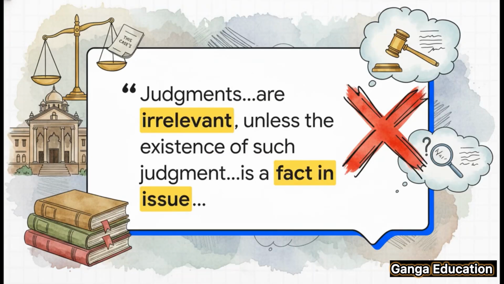Okay, so what does this actually mean? Let's break it down in simple terms. The basic idea is this. A court's decision from one case, well, you generally can't just pick it up and use it as evidence in a totally separate, unrelated case. Why? Because the court wants to look at each case fresh, based on its own specific facts and evidence, not on what happened in some other dispute.